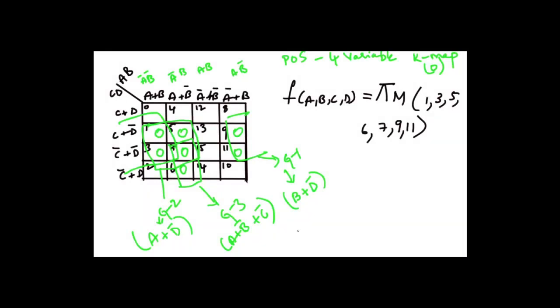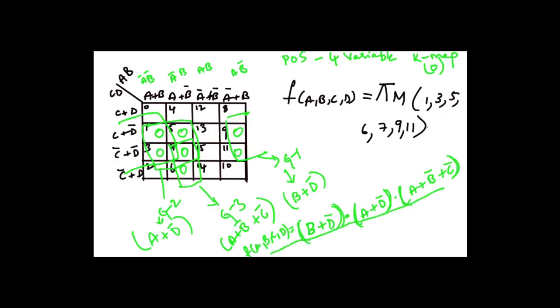So the solution for this will be, first for group 1, B plus D bar, into group 2, A plus D bar, into A plus B bar plus C bar. So this is the solution for this term A, B, C, D for this 4 variable K-map.